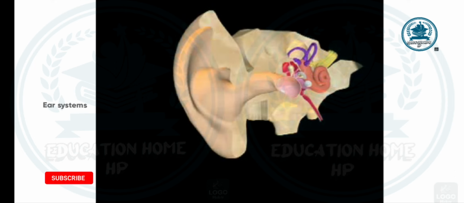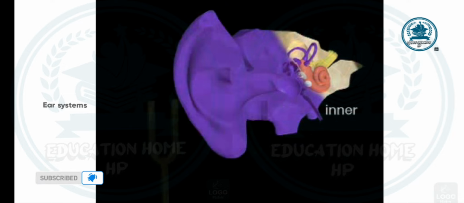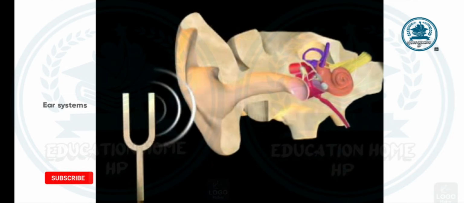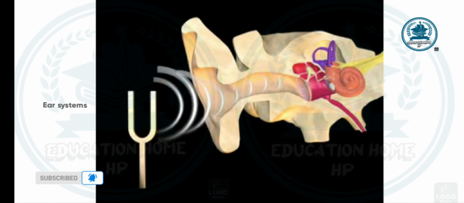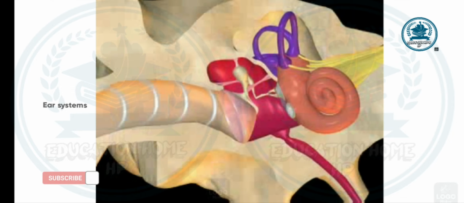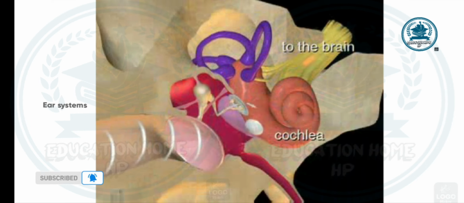The ear has three distinct parts: the outer, the middle, and the inner ear. Sound waves first travel through the outer ear into our ear canal and vibrate the eardrum. The eardrum is connected to three tiny bones in the middle ear. The vibration is passed to the cochlea of the inner ear, where it's processed and sent to the brain.